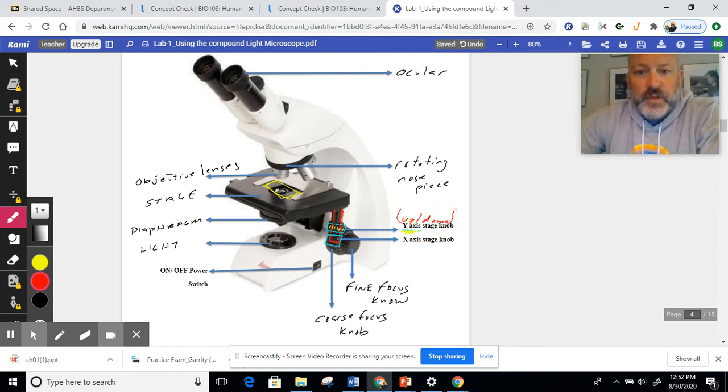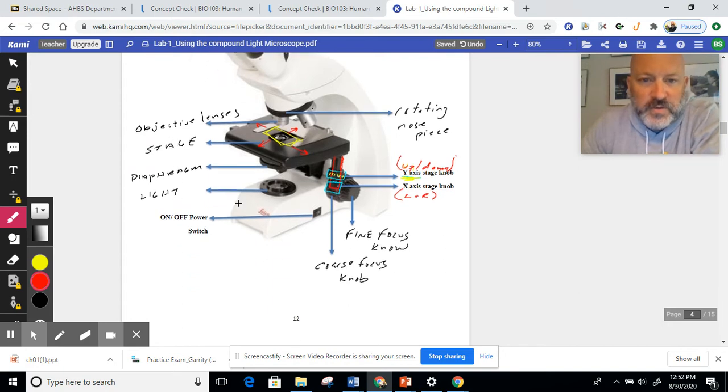The other one, if we're moving along the x-axis, it would be moving left and right. So we can move the slide left and right by turning this x-axis stage knob. All right, so by turning these 2 dials, we can move the slide left and right and up and down. The y-axis knob allows us to move up and down, and the x-axis knob allows us to move left and right. We don't use our thumbs to move the slide anymore like we used to do in the older style.